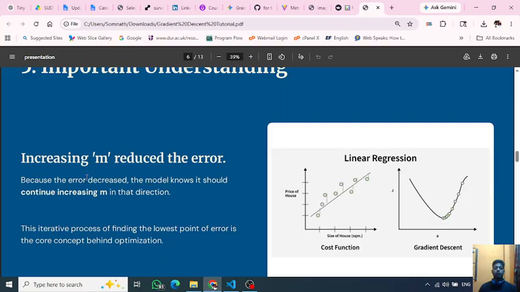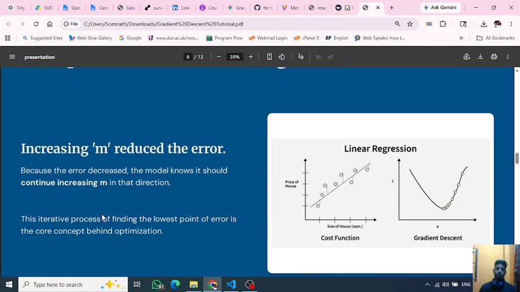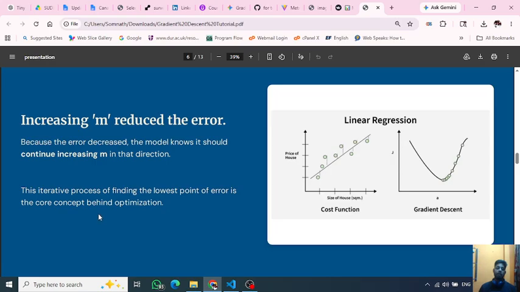So increasing M reduces the error. Because the error decreases, the model knows it should continue increasing M in that direction. Right? This iterative process of finding the lowest point of error is the core concept behind optimization. As I said before, this is the process of gradient descent.